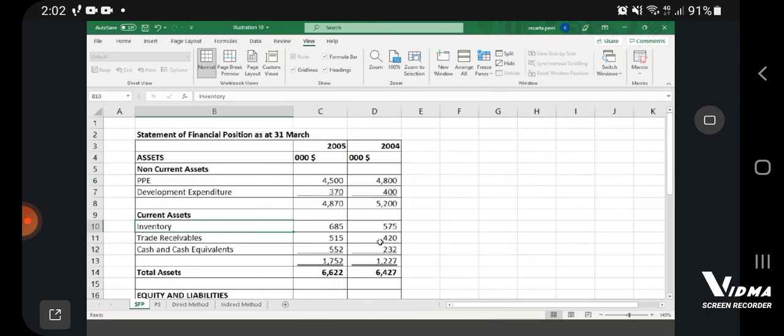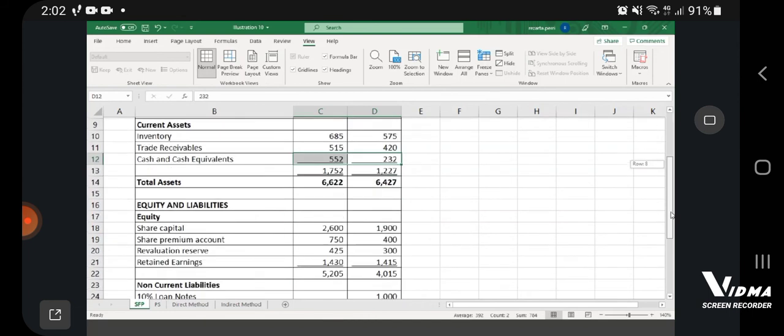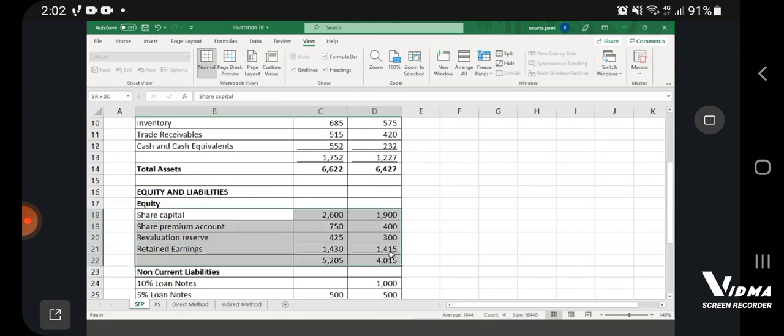Then we have the current assets section. Both inventory and trade receivables will be included in the cash operating flows, whereas the cash and cash equivalents, the way that this item has changed, will become the total of the cash flow statement itself. Next, we see the items under equity and liabilities: share capital, share premium account, revaluation reserve, retained earnings. All of them have changed, and this will have its impact in the cash flows from financing activity. Keep that in mind.